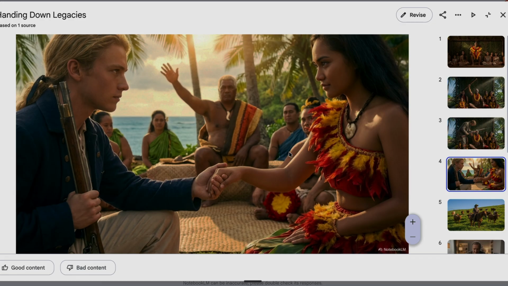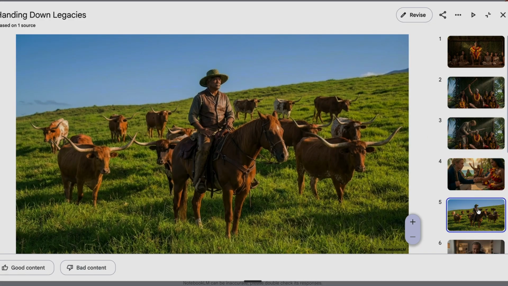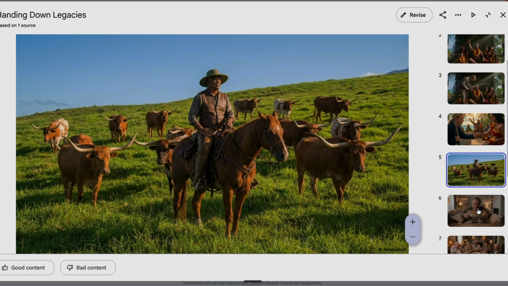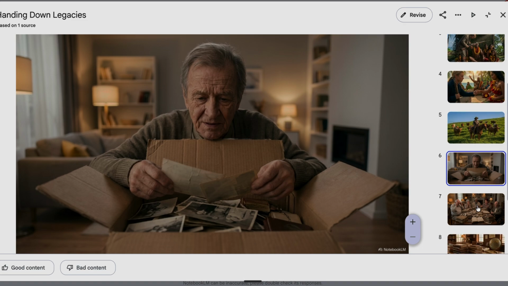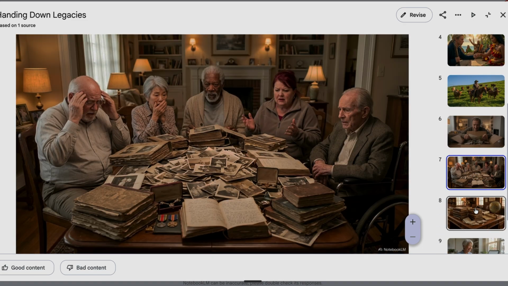Oh, this is a good one. Here's the sailor with his gun, holding the hand with the granddaughter, King Kamehameha. Okay, I like that one. And here he is with animals out there. Oh gosh, it made more. I don't know what these are.